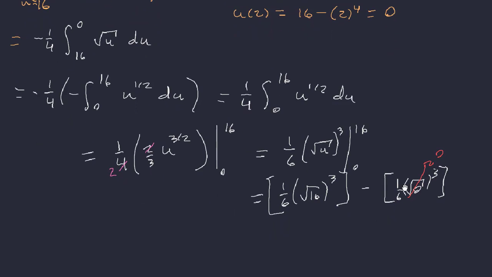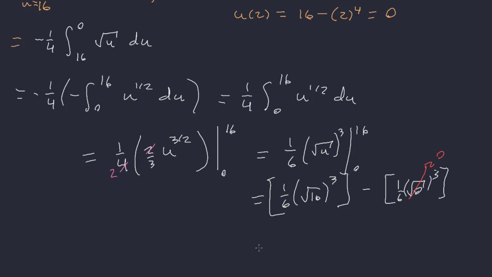Always like it when 0 is our lower limit. Okay, so this will be 1/6 times the square root of 4. Whoops, sorry, not square root, but 4 cubed. Right, which will be 64 over 6, which simplifies to be 32 over 3.